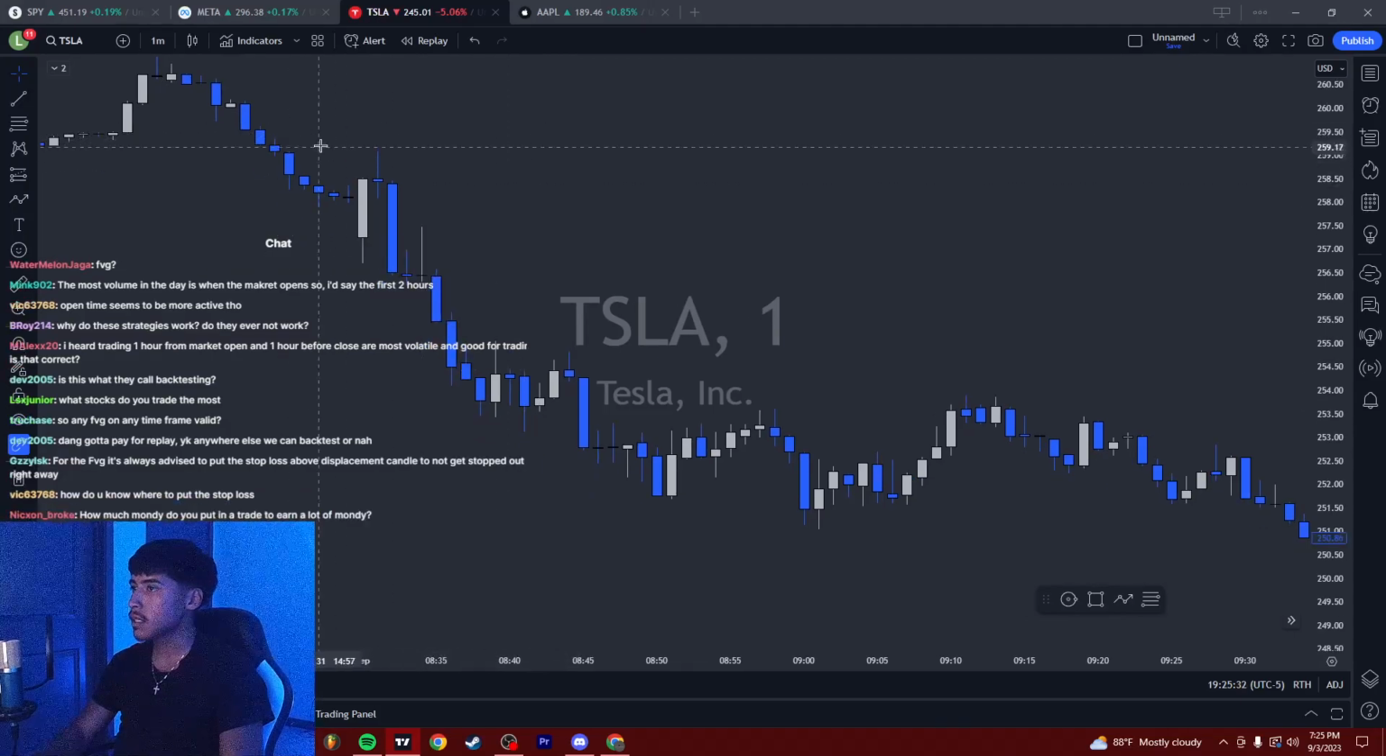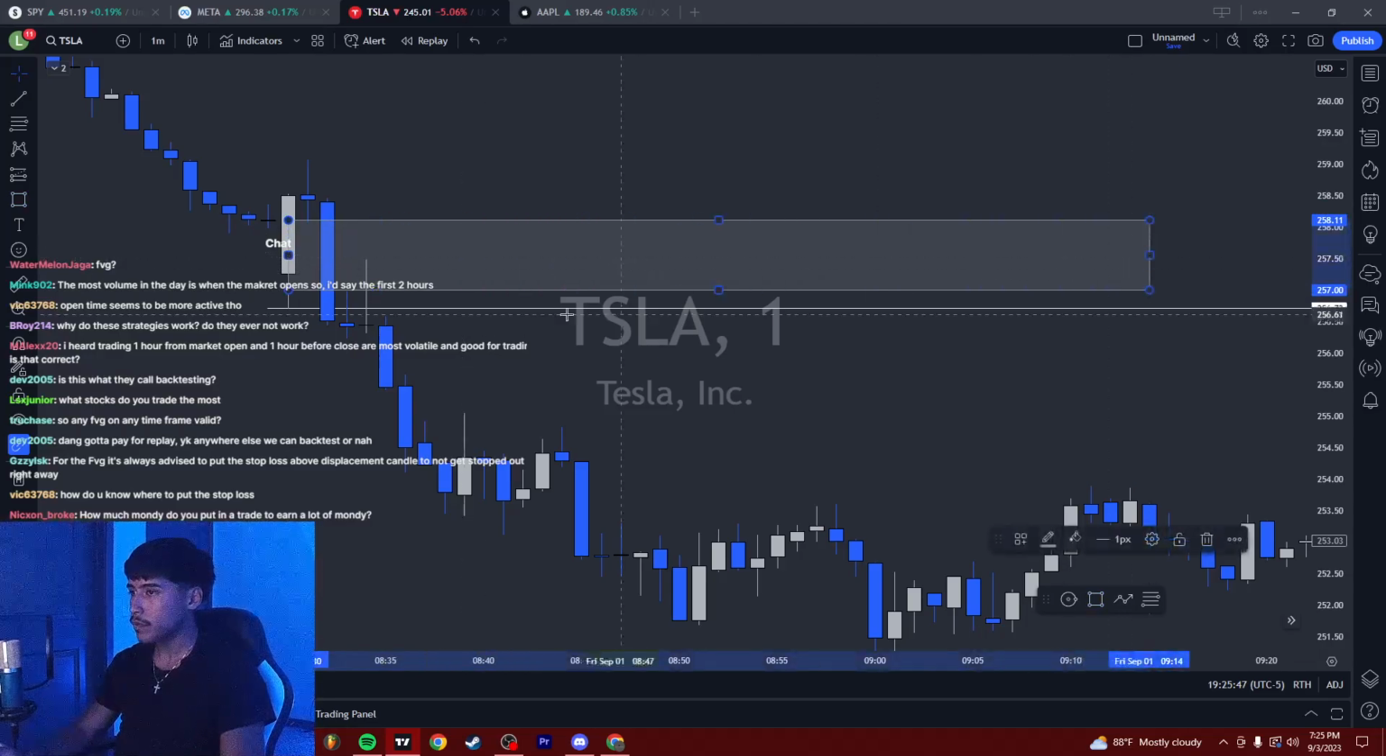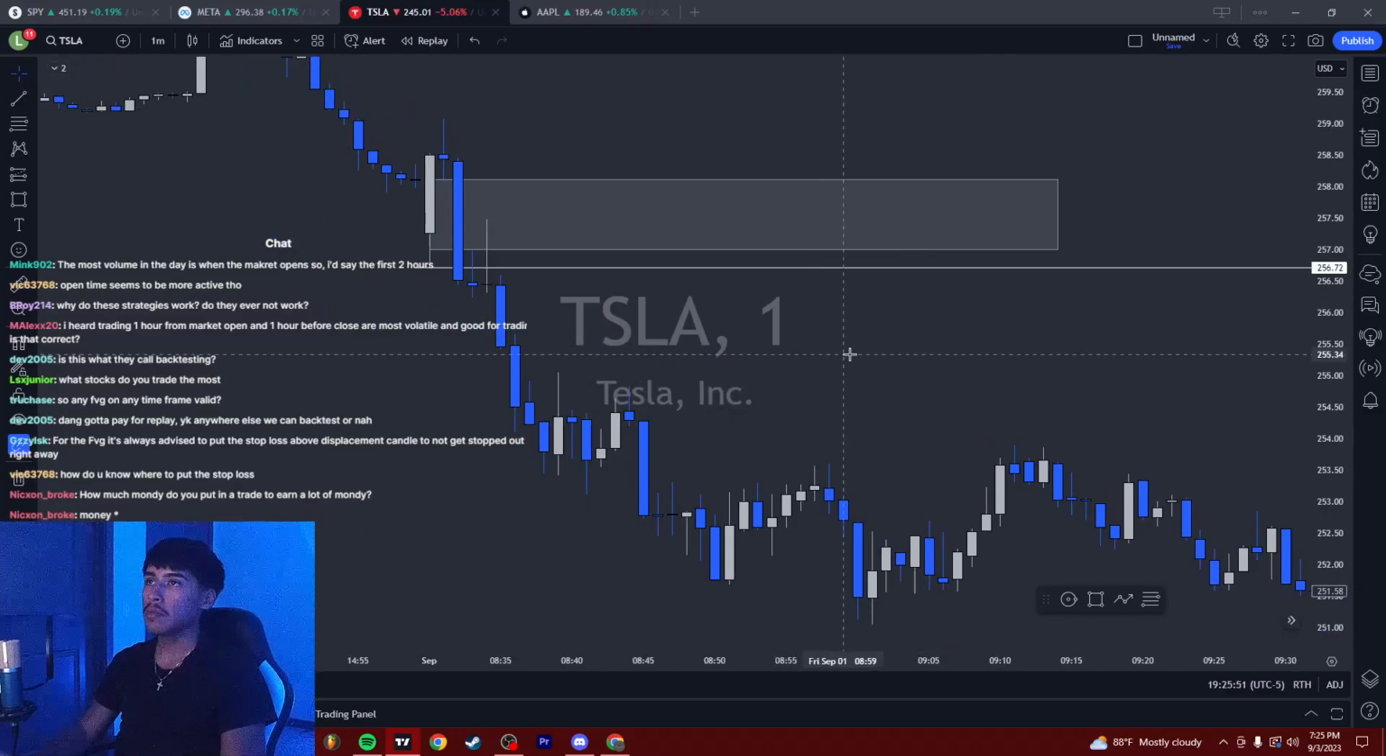So in this case, it tried to come up, immediately dropped. It broke this low here. Boom. You see this fair value gap created. It doesn't matter when it's created. It could be the next candle that it retests. Fair value gap created there. You get in on the retest, and then obviously it just continues down. Boom.